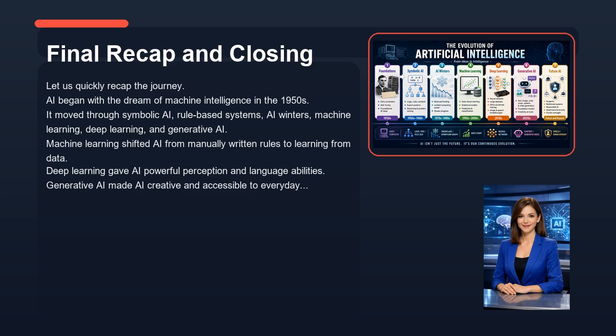Machine learning shifted AI from manually written rules to learning from data. Deep learning gave AI powerful perception and language abilities. Generative AI made AI creative and accessible to everyday users. The future will be shaped by agents, multimodal systems, domain-specific models, physical AI, and responsible governance. The story of AI is still being written, and we are living through one of its most important chapters.